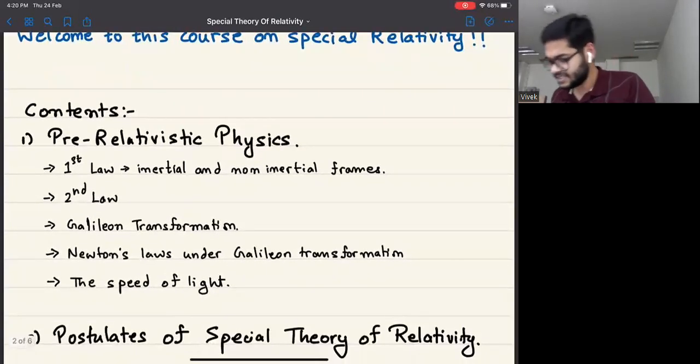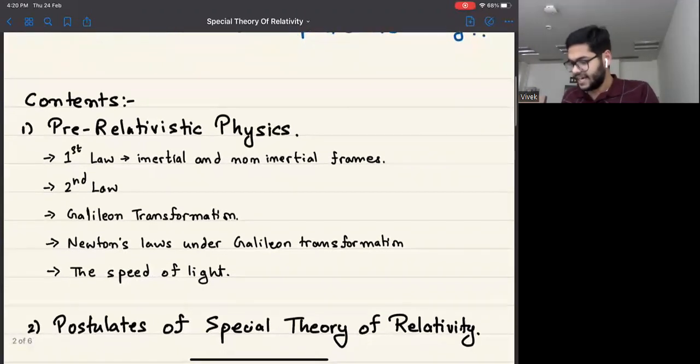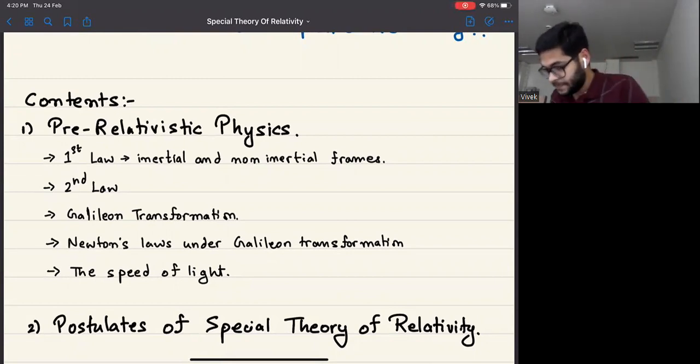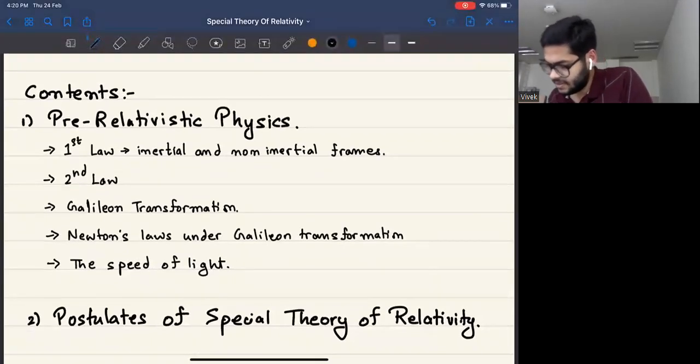In the beginning, we will discuss pre-relativistic physics. That is the physics before special theory of relativity was discovered. The idea behind discussing pre-relativistic physics is that we want to know what exactly was the problem in the laws of motion given by Newton, and what exactly was the problem in the notion of space and time before special relativity emerged.